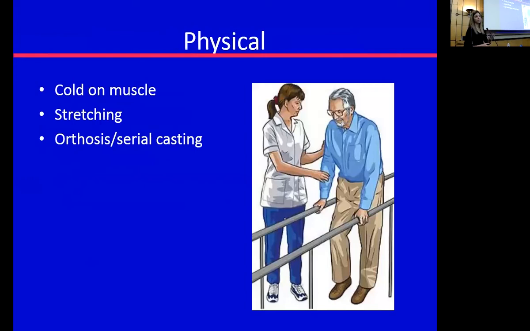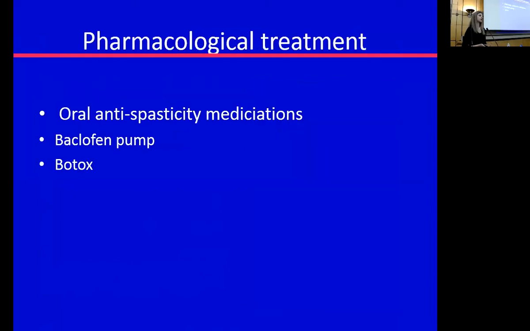So from a physical standpoint, we try to work on cold, which has been shown to decrease spasticity, and just generally stretching, range of motion exercises, using serial casting and orthoses. We found that this isn't done very often in the adult population. However, with the kids at places like Bloorview MacMillan, this is very frequently done.